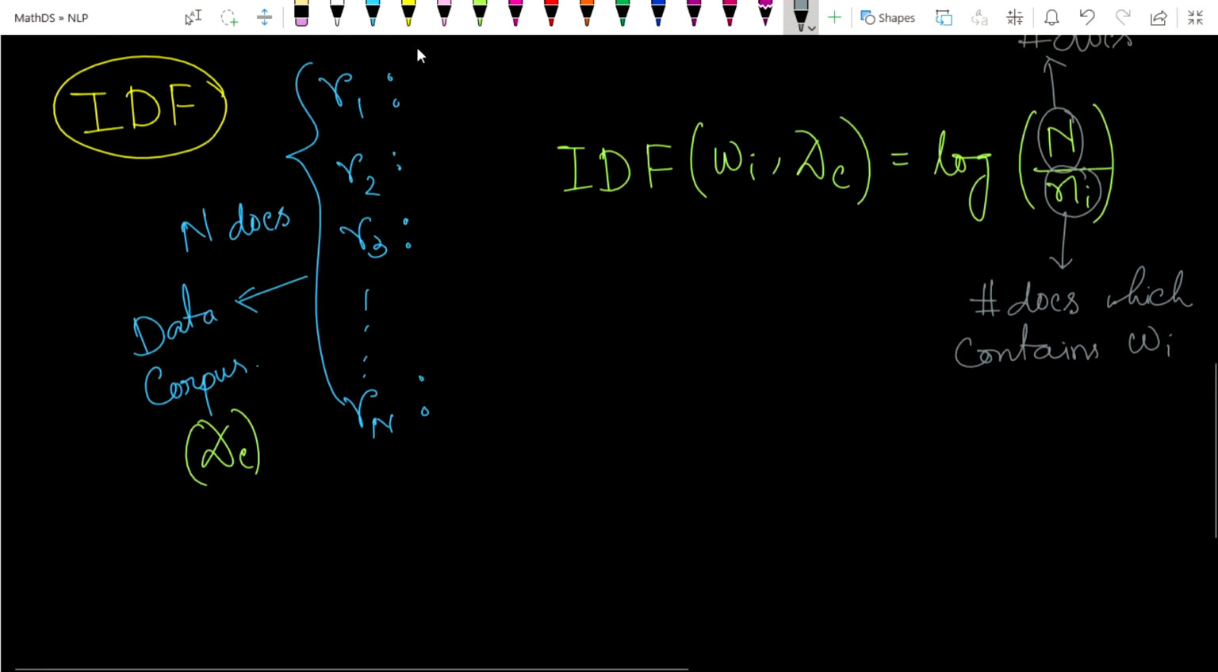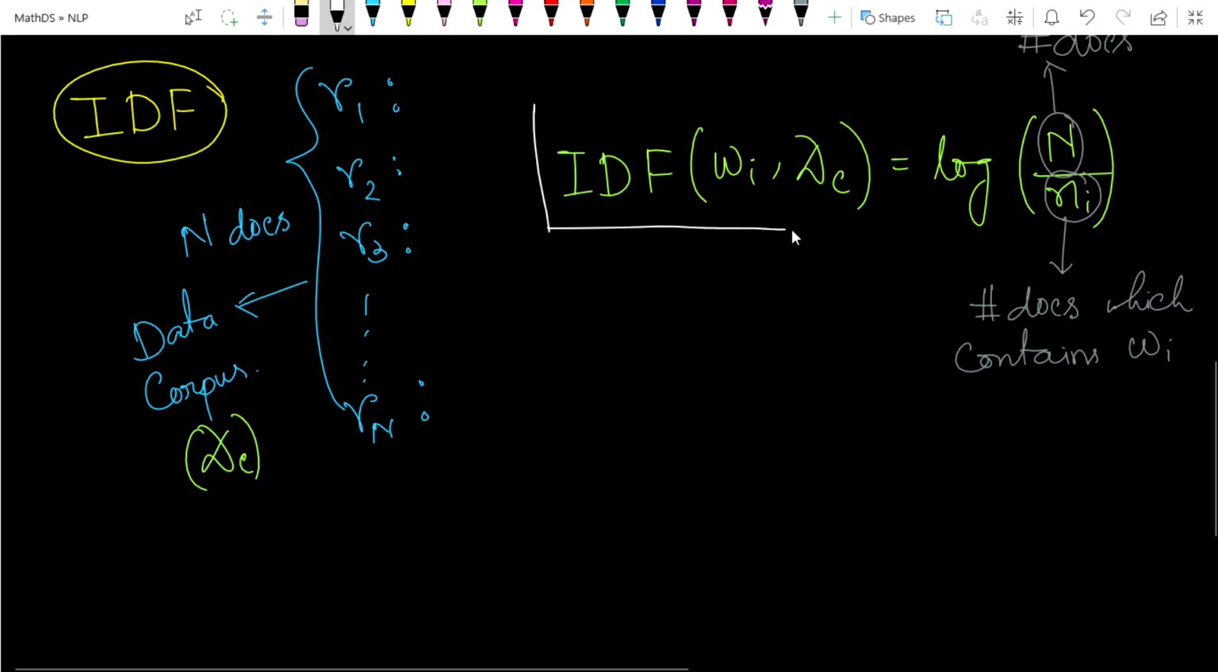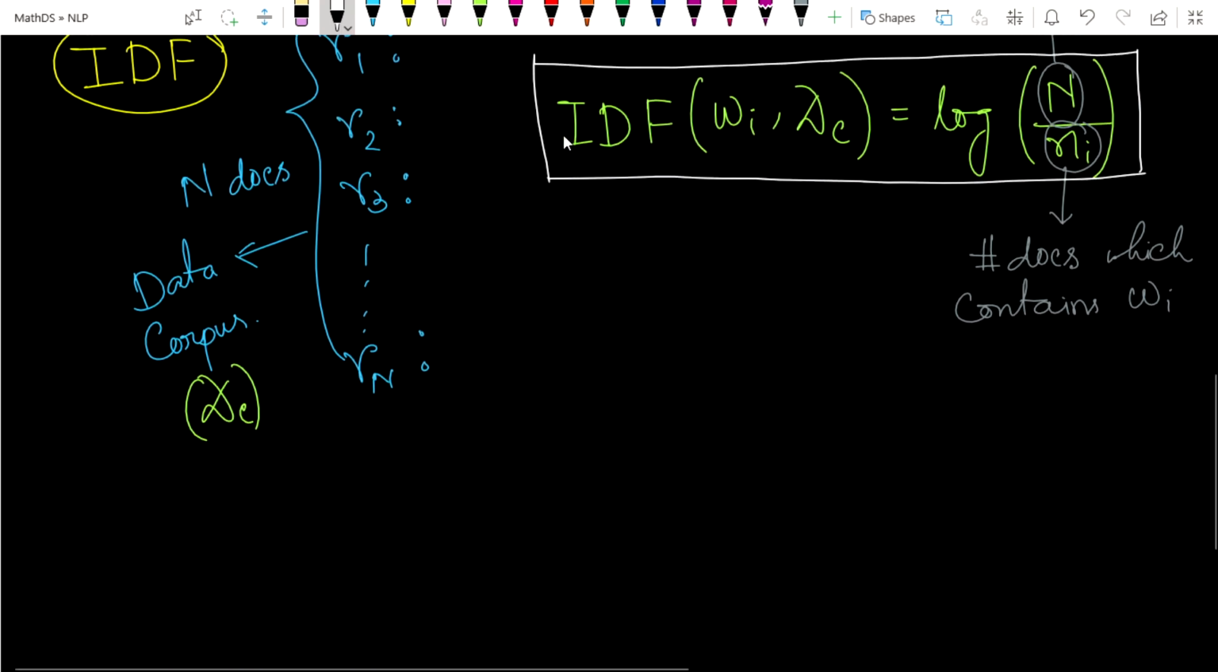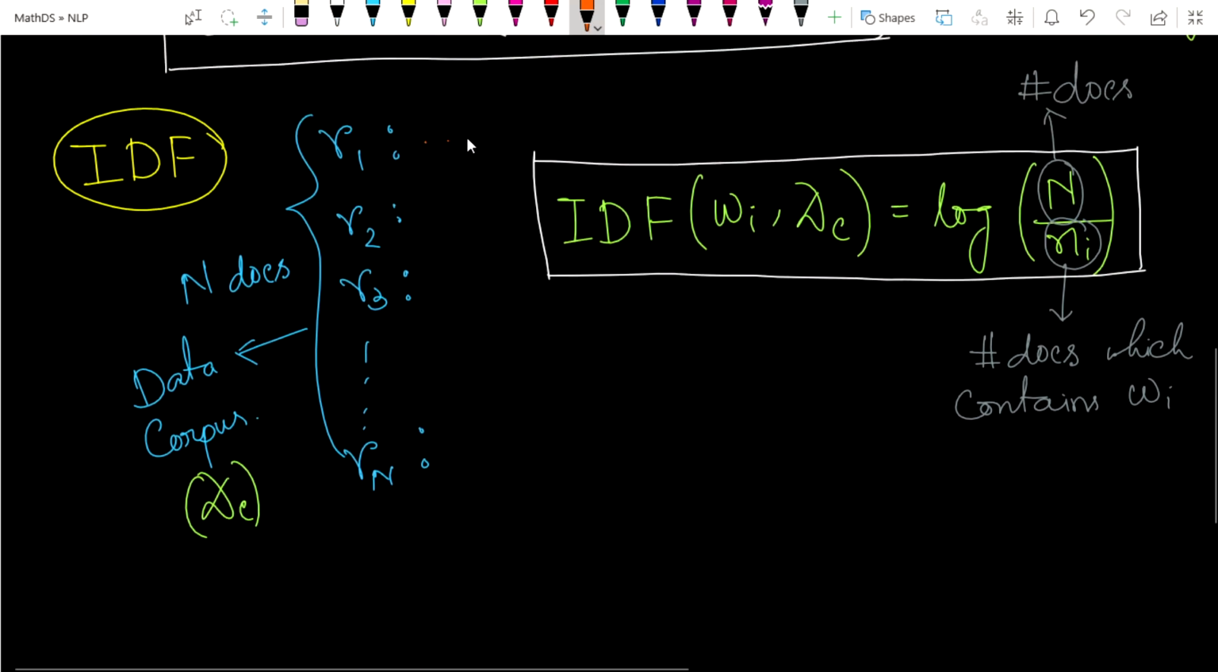This is the formula of the IDF, inverse document frequency. Okay, so now let's try to count it somehow. Suppose R1 has some word W1, and R2, R3 and so on. Suppose in RJ there is the word W1, while elsewhere there is no W1.